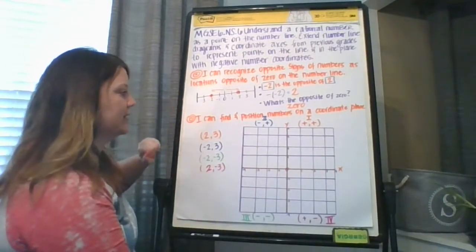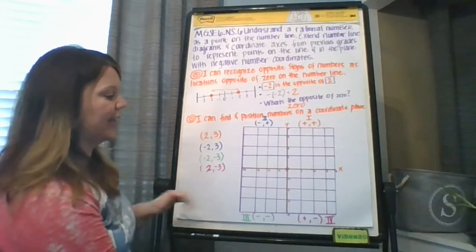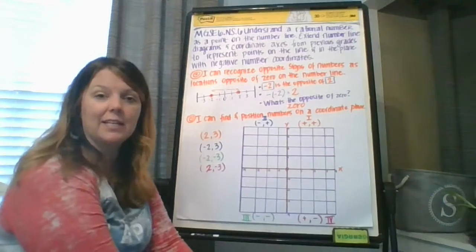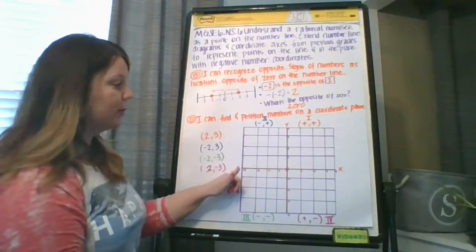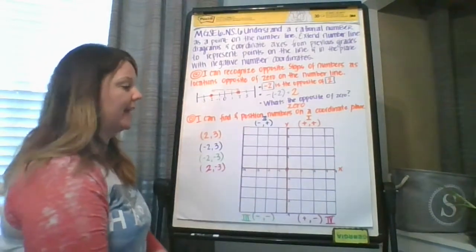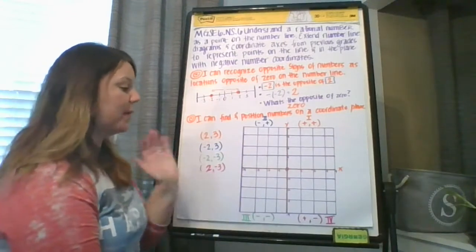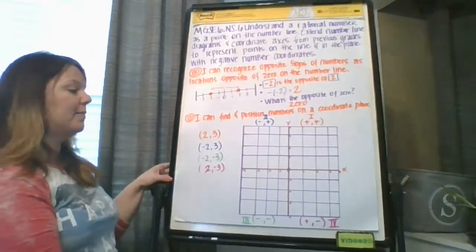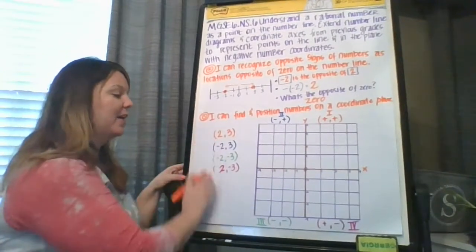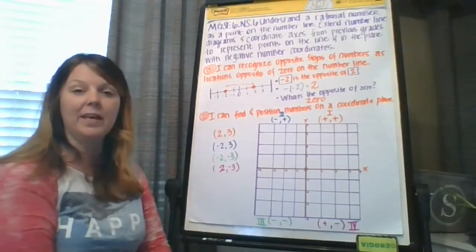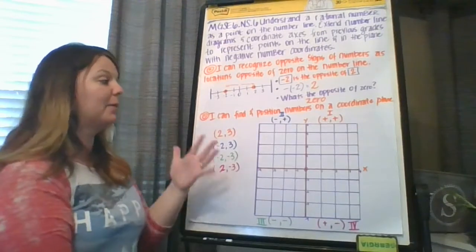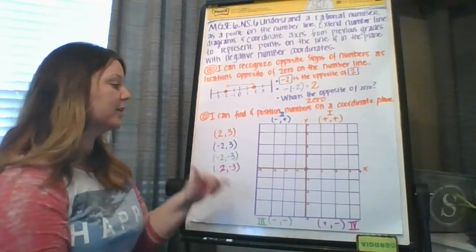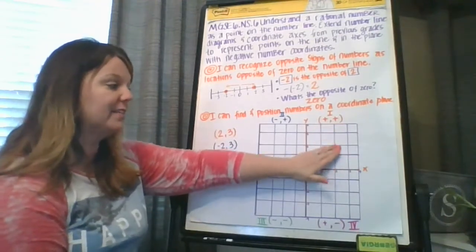The second part of the standard is to understand that the x-axis and the y-axis are essentially number lines. This is a horizontal number line. This is a vertical number line. And as such, we can place positive and negative numbers using those number lines. I want to show you how these coordinates are really all reflections of one another across one or both axes. So the first one we're going to start with is quadrant 1.